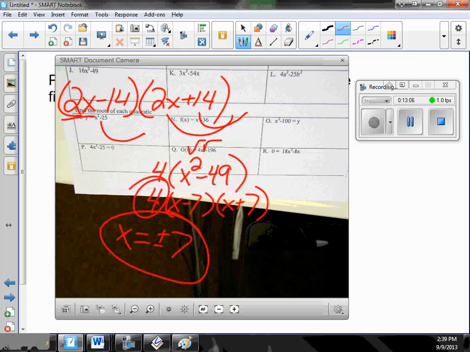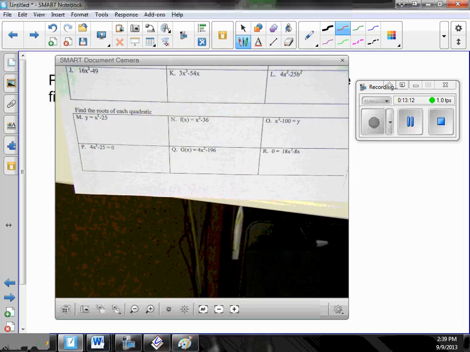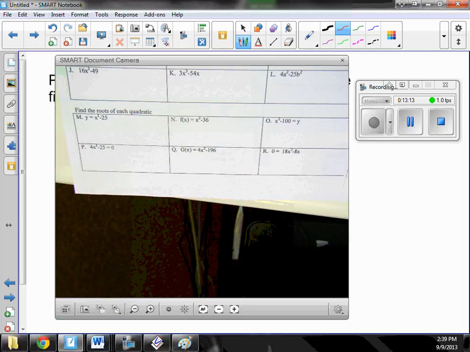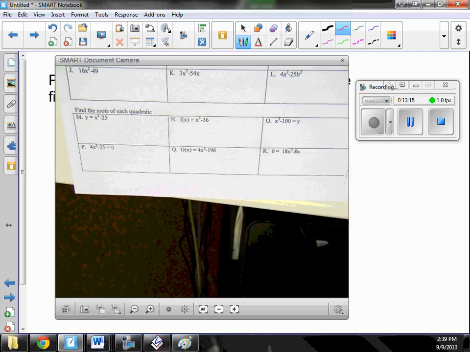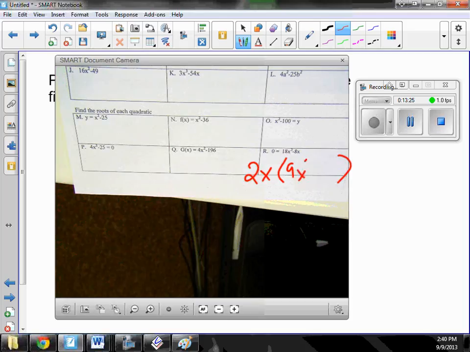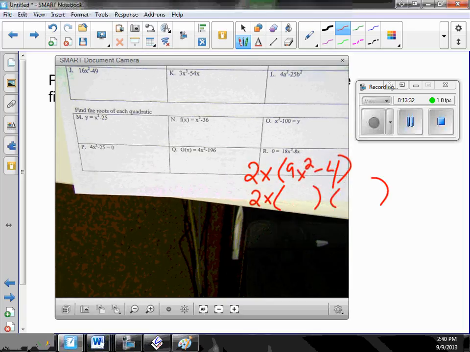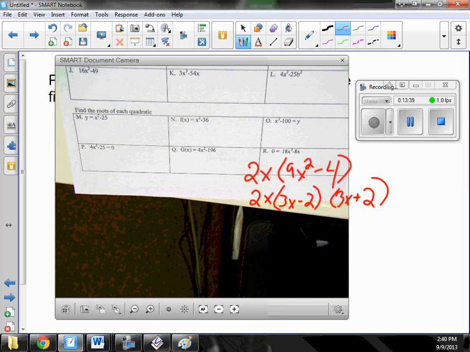All right, letter R. Is R a difference of squares? Not yet, but I can pull out a 2x, which would leave me with 9x squared minus 4. So my factors would be 2x and what? 3x minus 2. 3x plus 2. Chaseley, what are the roots?